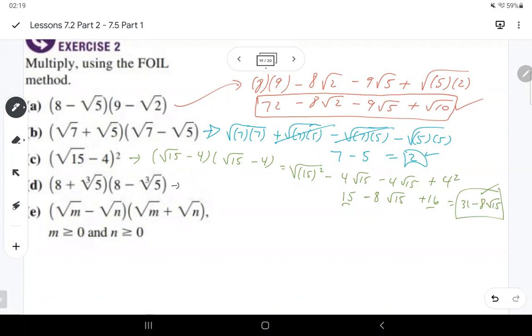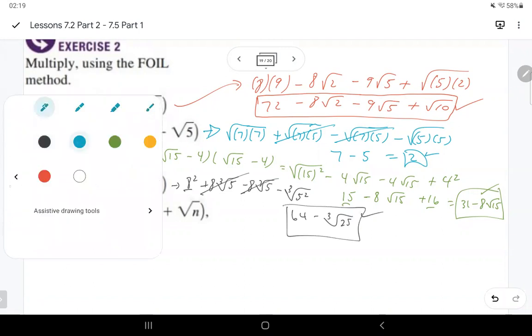What's nice here is we have conjugates again. So 8 times 8 gives us 8 squared. The inside terms are actually going to cancel. So plus 8 cubed root of 5 minus 8 cubed root of 5. And then minus cubed root of 5 squared. So again, these cancel. We end up with 8 squared is 64 minus the cubed root of 25.